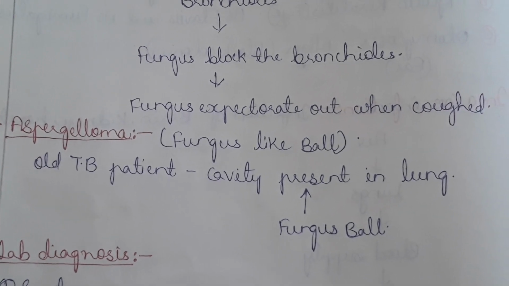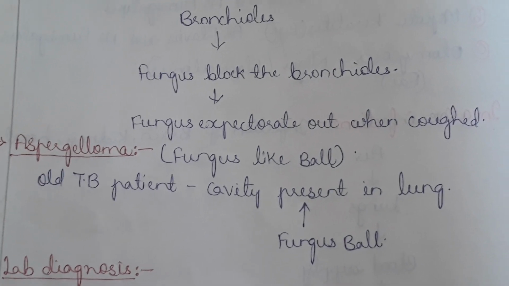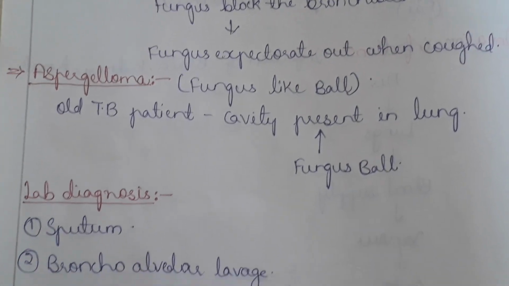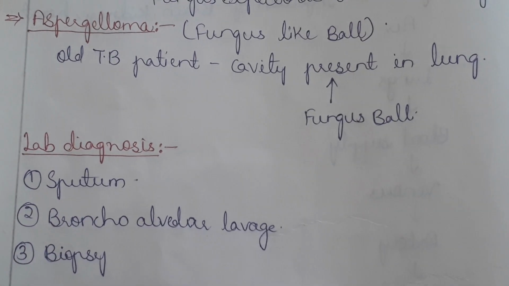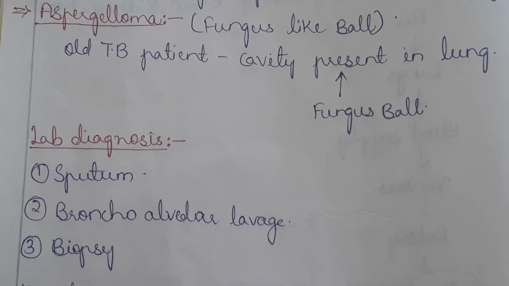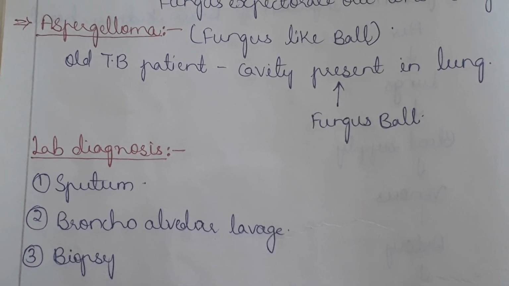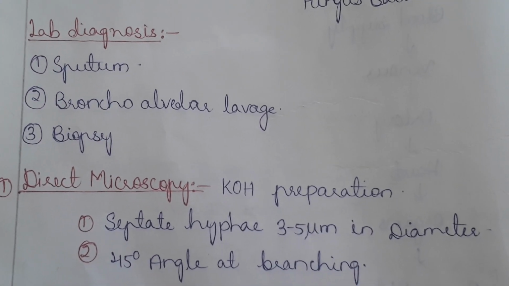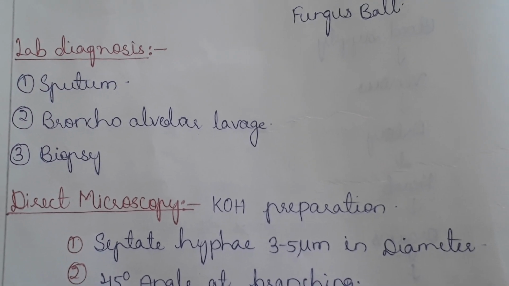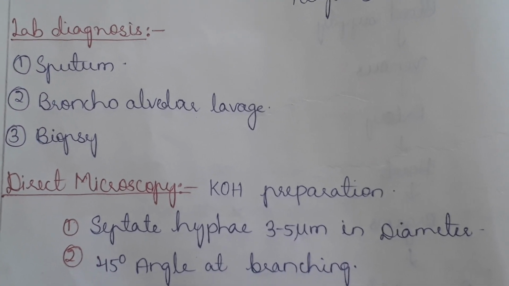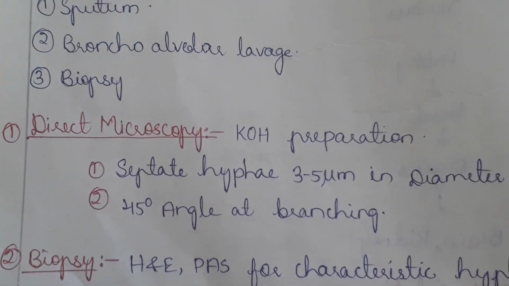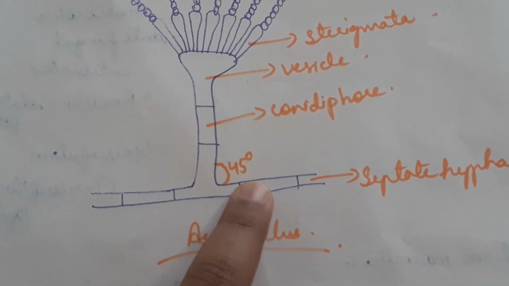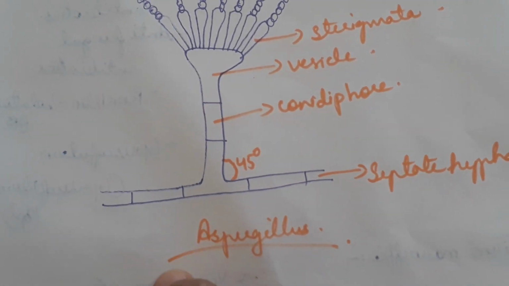Coming to the aspergilloma, this fungus ball is present in the cavity of the lungs in old TB patients. Coming to the lab diagnosis, the specimens we take are sputum, bronchoalveolar lavage and biopsy. When we do direct microscopy, KOH preparation, we can see the septate hyphae, which measure 3 to 5 micrometer in diameter, with branching at a 45-degree angle. So we can see this septate hyphae branching at 45 degrees.